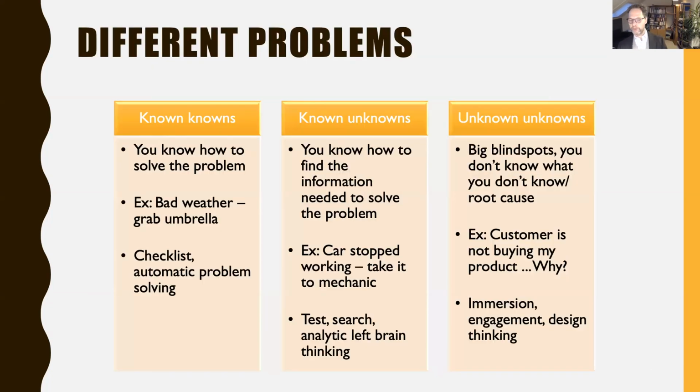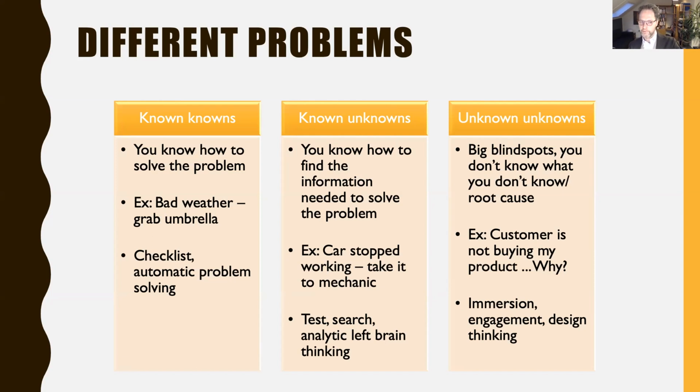All right, so basically what we're saying here is that we have three types of problems. You have known knowns, which means that you know how to solve the problem. For instance, if it rains outside, you know that you need to grab an umbrella when you go outside or put on a rain jacket. And this is a type of problem where you have checklists and automatic problem solving, or SOPs, as we call them in our industries.